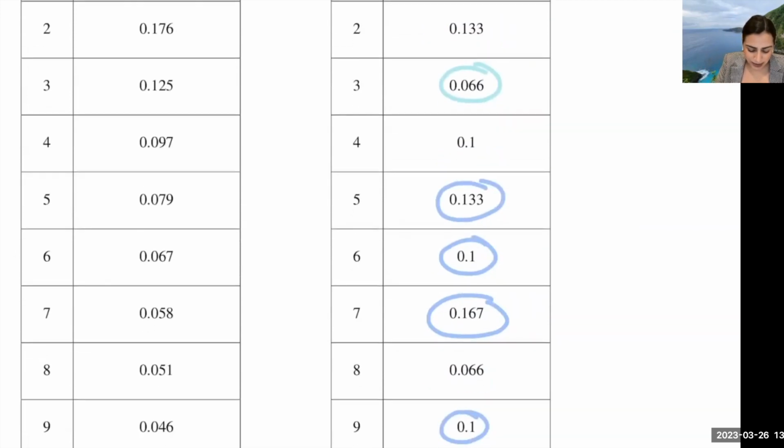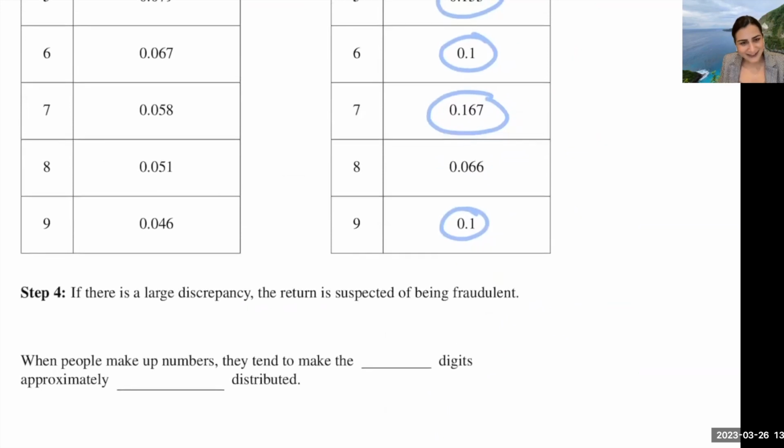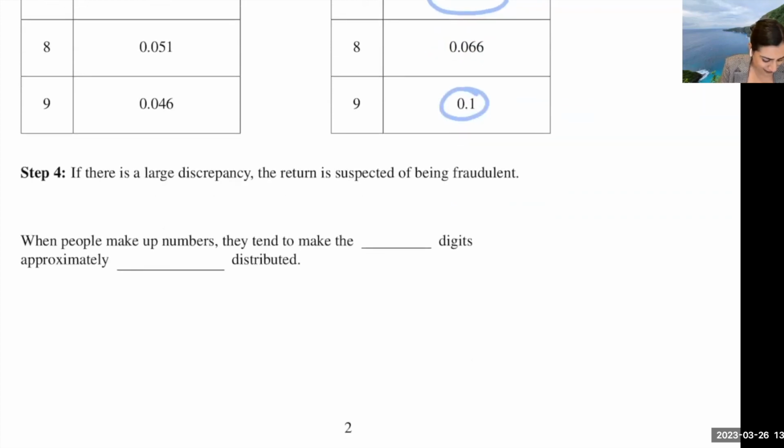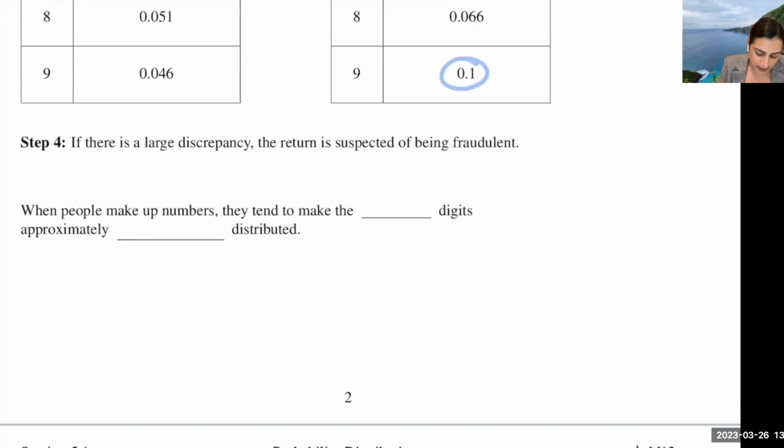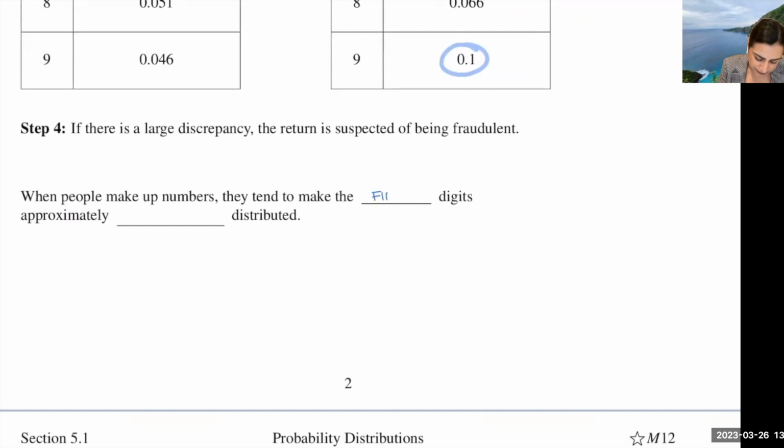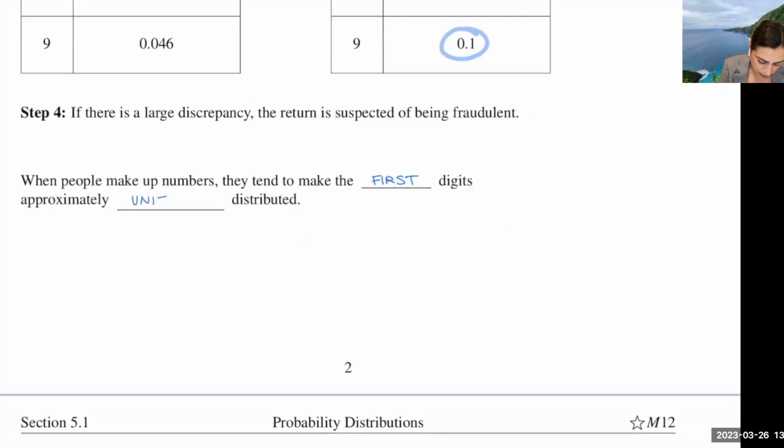Hopefully you found that interesting. Now you can detect fraud as a tax person. It's like, hey, your numbers look a little suspicious. You should probably check that, because you don't want to be messing with the IRS. Again, when people make up numbers, they tend to make the first digit approximately uniformly distributed. So look into Benford's law.